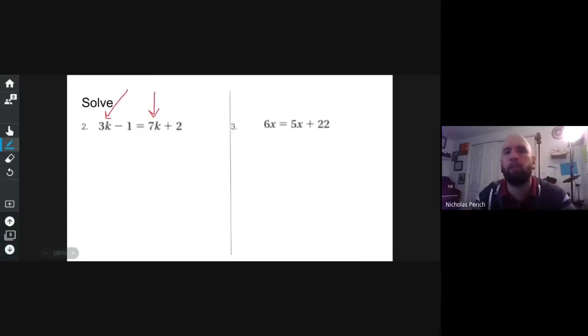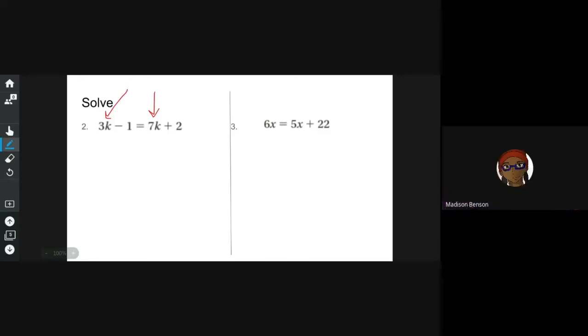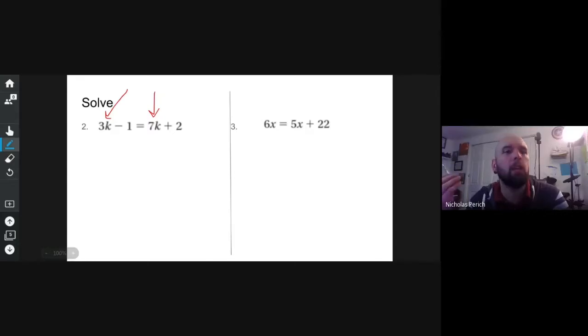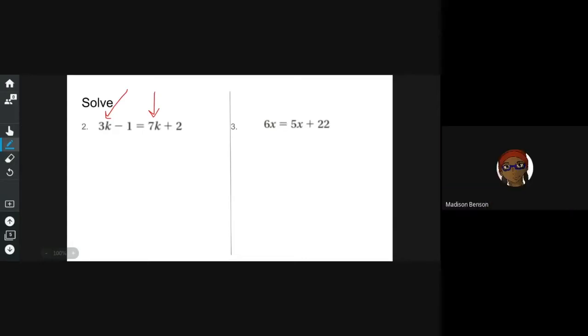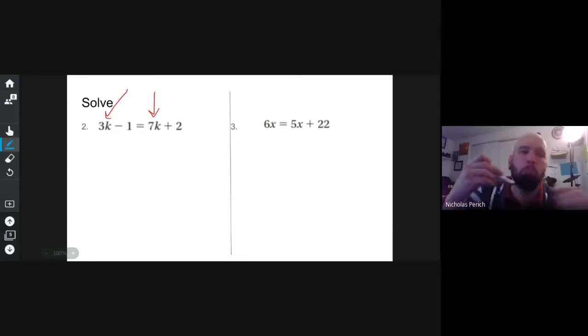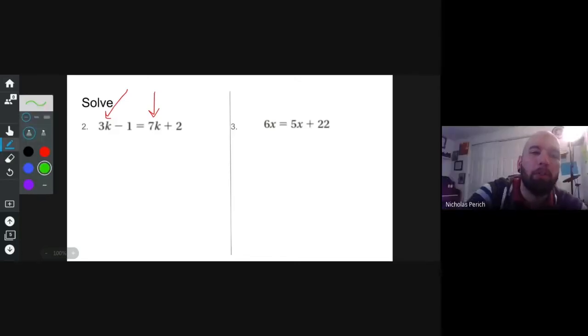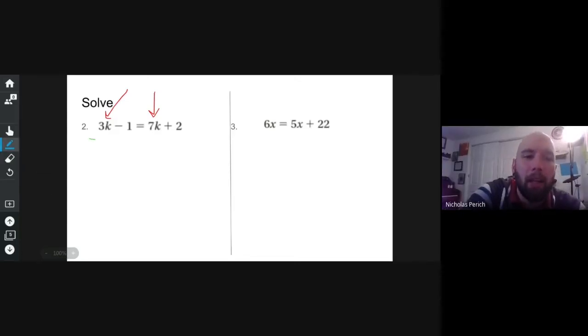All right, so I have a 3K and I have a 7K. Which one should I get rid of first? I want to get rid of the smaller one. I'm going to get rid of the 3K. How should I get rid of that 3K? You minus the 3K from both sides. Beautifully said. Minus 3K.